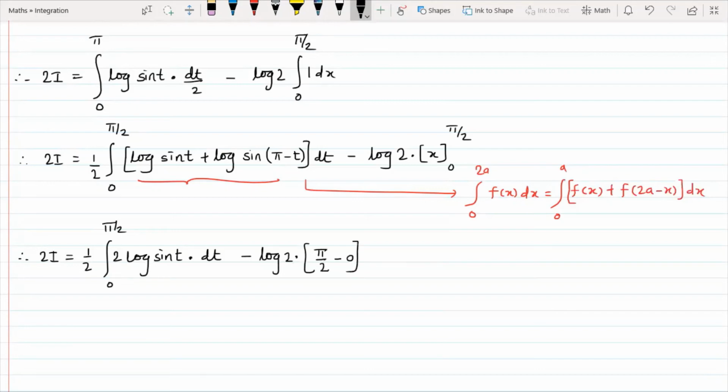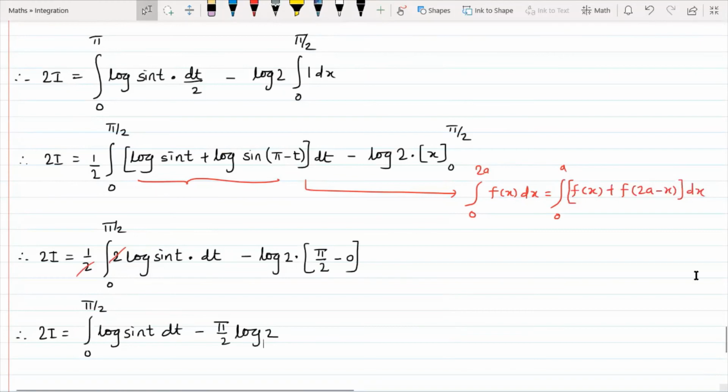Now in next step I can write it as 2I is equal to, look at this now, this 2 and this 2 can be cancelled. So it becomes simply integration of log of sine t dt from 0 to pi by 2 minus, it becomes pi by 2 log 2. Now what remains is only the first integral.